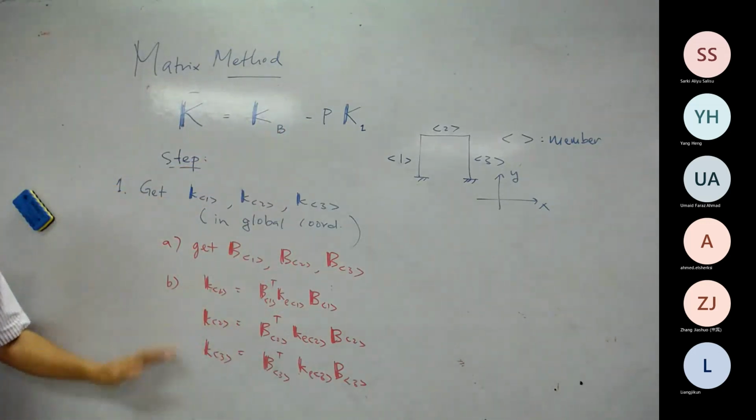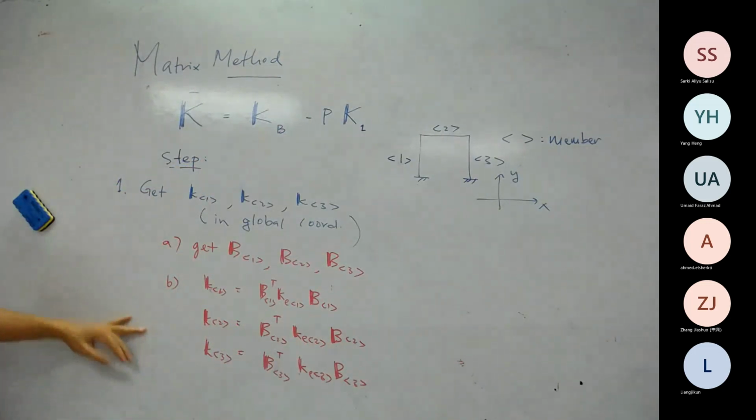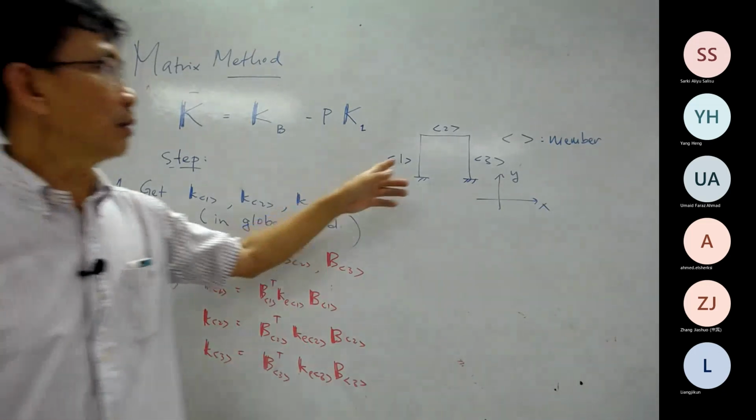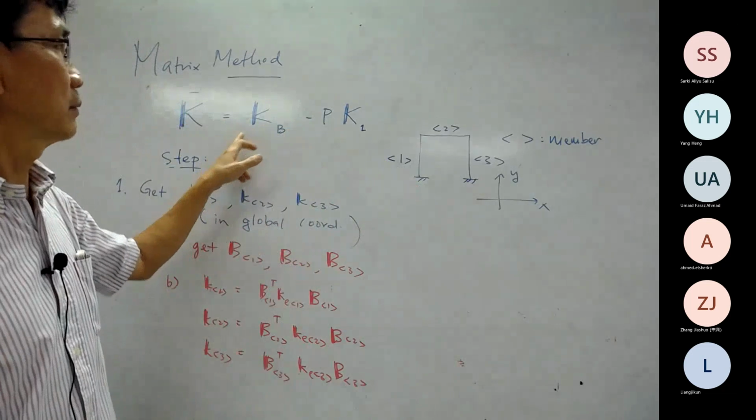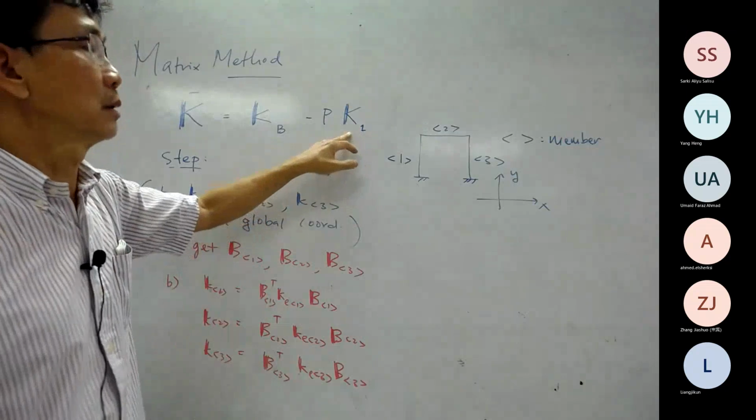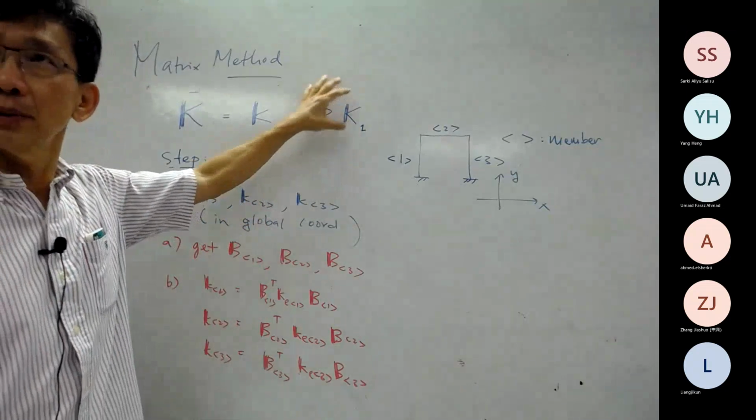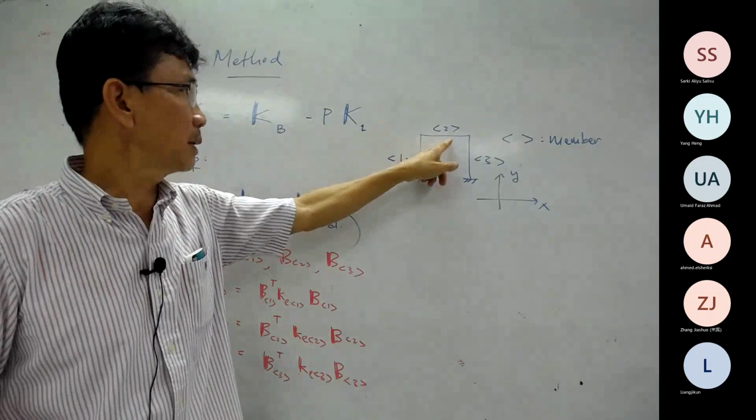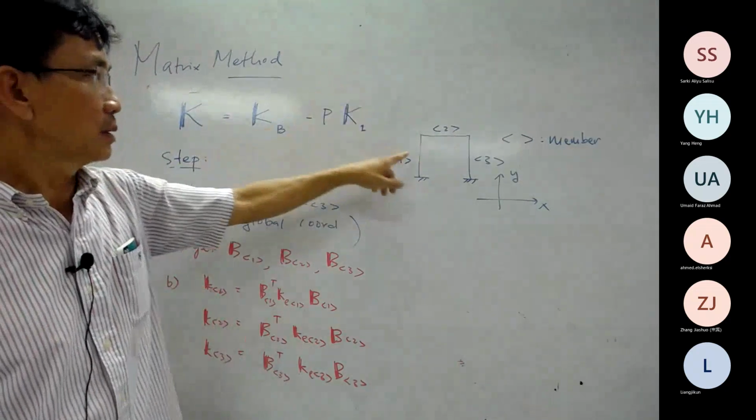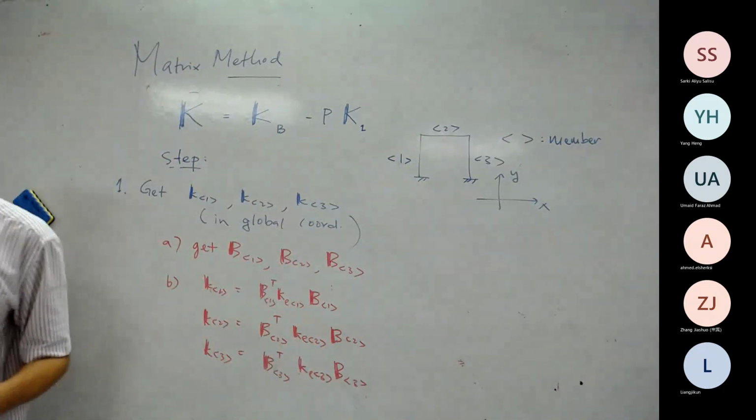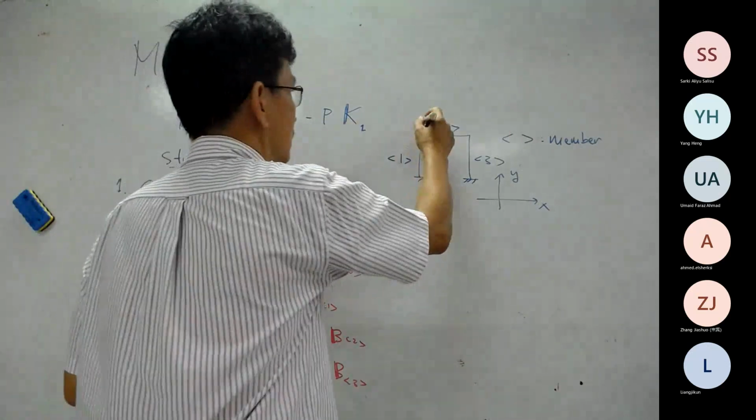Now, once you form this, the next step is to just combine them. But when you combine them, remember there are two parts. For the column, you combine this and also combine this. But for the beam, you don't have this. The beam only contributes to this part. For example, this member does not have this part. This member and this member will have the part related to the axial stiffness matrix.